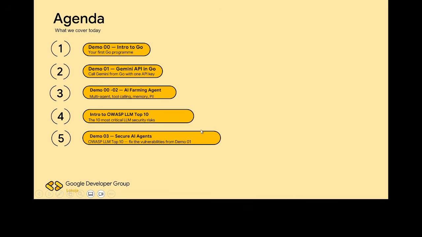And to give us an overview, a recap: we were able to do an introduction to Golang. We looked at the Gemini API. We also looked at a demo of an AI farming agent with some sensitive information and tool calling. We looked at the OWASP large language model top 10, and we carried out some secure AI agent vulnerability tests and a demo on how to build a secure AI agent.